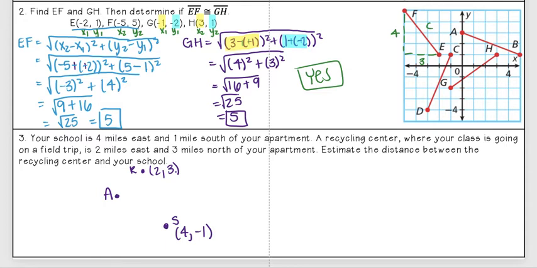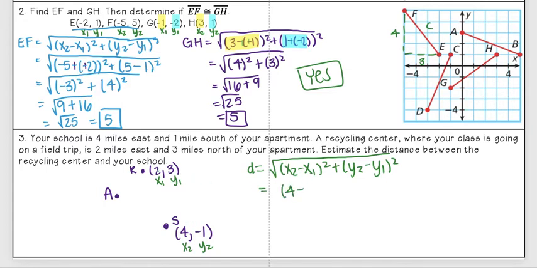Okay, so we have our 2 points there, so we can go ahead and use the distance formula again. So I can say my distance is equal to the square root of x2 minus x1 squared plus y2 minus y1 squared. Go ahead and label my points. So I'm going to say that this one is x1, y1, x2, y2. So my x2 here is 4. My x1 is 2. My y2 is negative 1. My y1 is 3.